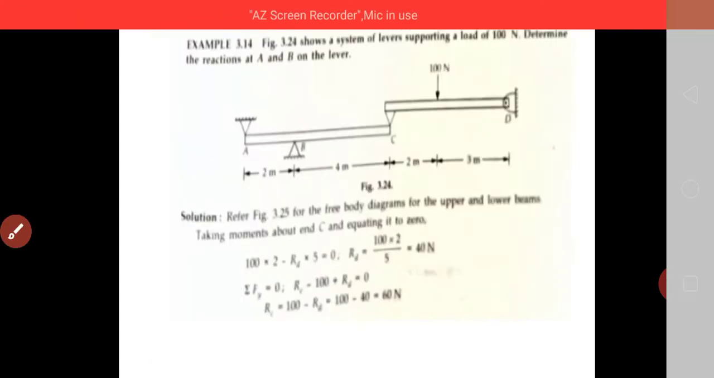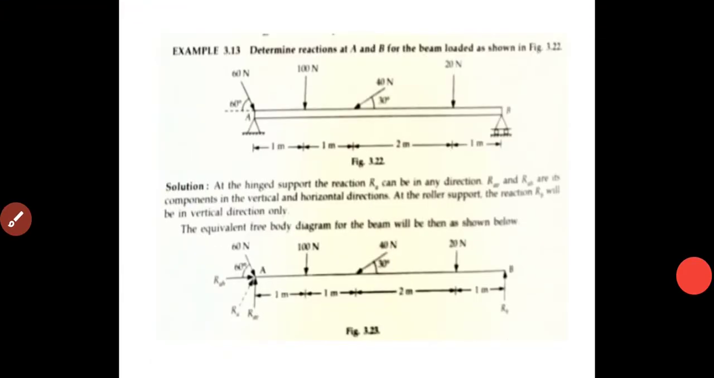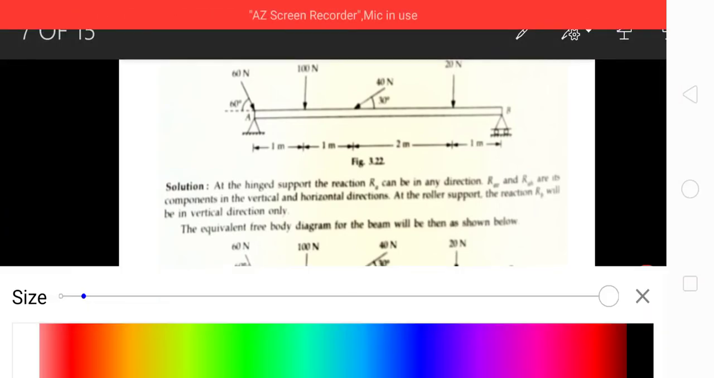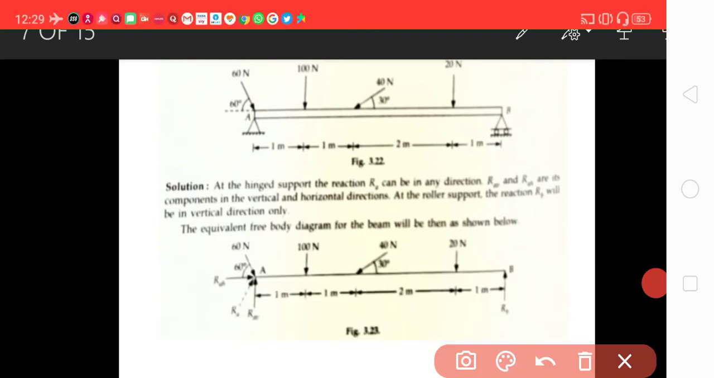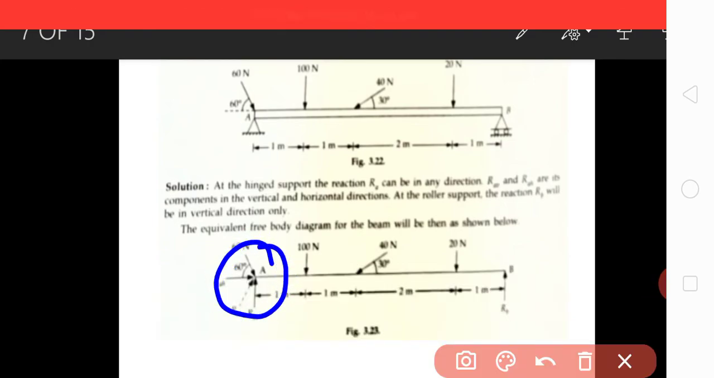Now, first we are taking a moment about A. This is the point A. Taking a moment about A, the point load acting at A will get neutralized, because its line of action is passing through the point A. Its moment about it will be 0.